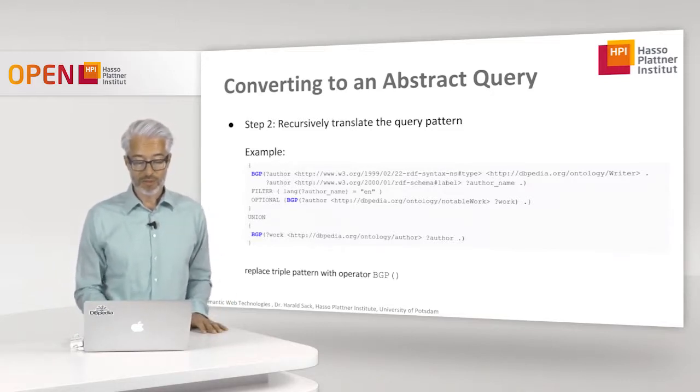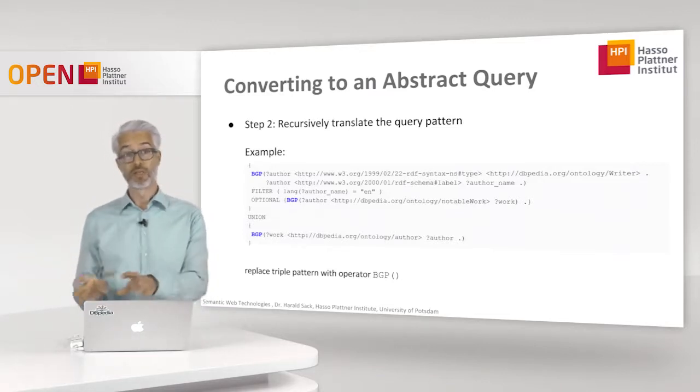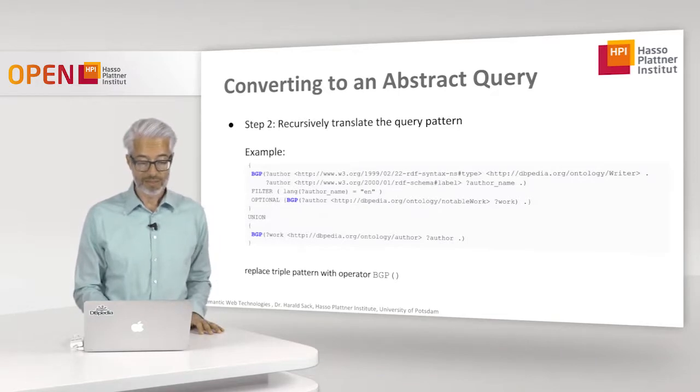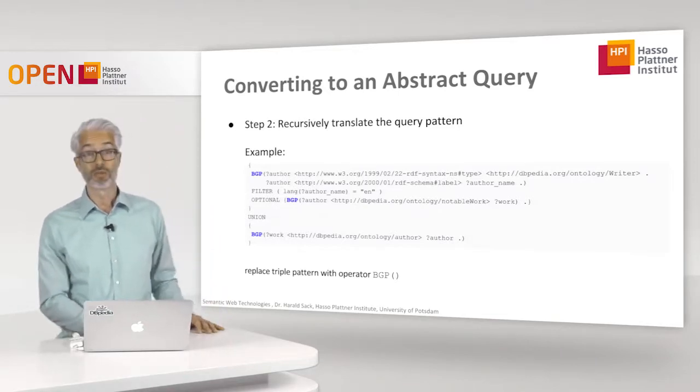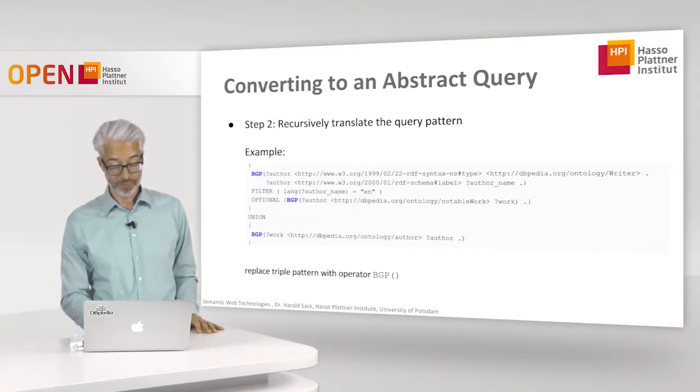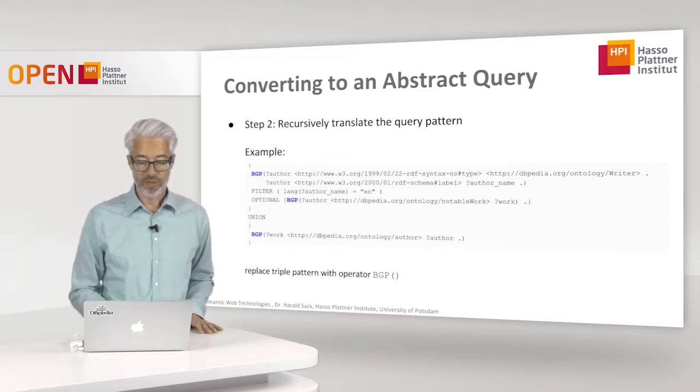So we simply substitute these triple patterns that we find here with the expression you see here. We say it's BGP, and then in braces we write the triple patterns that we find. Okay, that's the first thing: identify and replace triple patterns with the operator BGP.